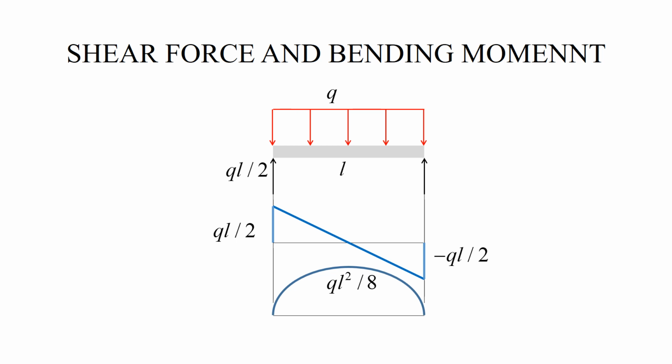And the important aspects of these diagrams are that the maximum shear force is QL over 2, whether it's positive on the left or negative on the right, it doesn't matter. For shear, the magnitude of the shear force is important, and the maximum bending moment is in the middle, and it's equal to QL squared over 8.